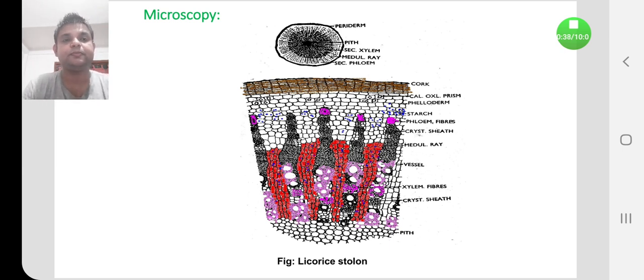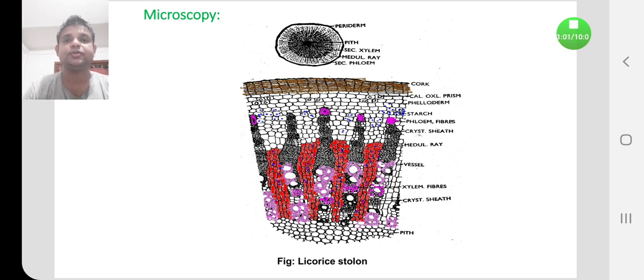So the outermost part of this root is known as the periderm. Inside which you will find the secondary xylem, secondary phloem, medullary rays, and at the center you will find the pith. Here I wish to mention one thing.